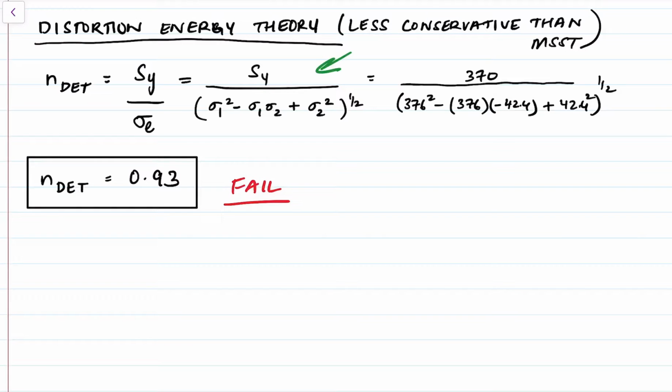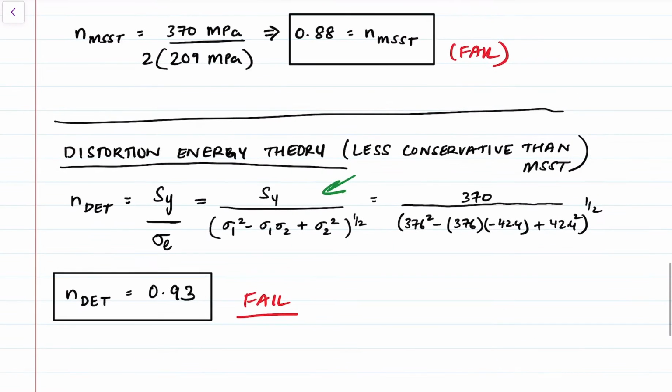I believe that part one got interrupted in the middle of my explanation. So basically 0.88 for MSST, 0.93 for DET. Evidently, DET has a higher factor of safety than MSST. And like I said, DET is less conservative than MSST.